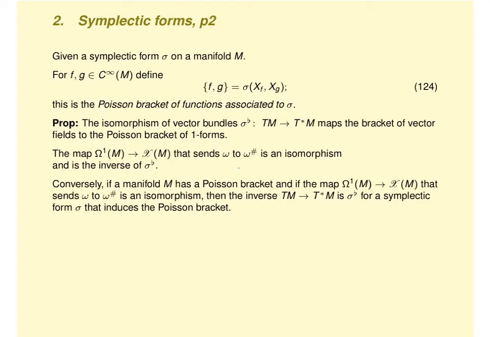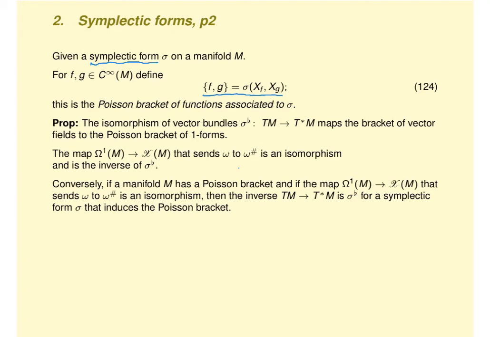Now, this slide is concerned with the relationship between Poisson brackets and symplectic forms. So let's start with a symplectic form. And for two functions f and g, we get their Hamiltonians, we can plug them into sigma, and that gives a smooth function on M, and we define that to be the Poisson bracket of f and g. And this definition, by the way, goes back to the early 19th century. It's not a new idea.